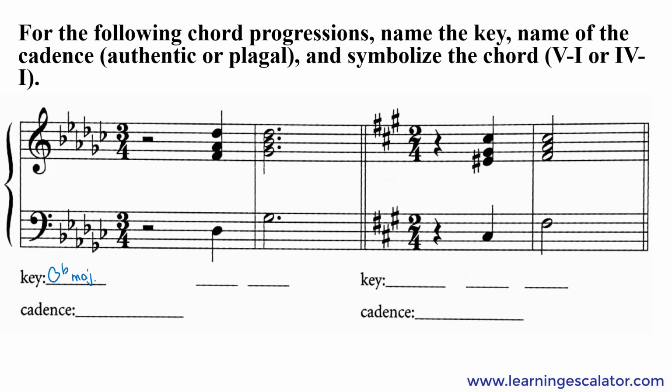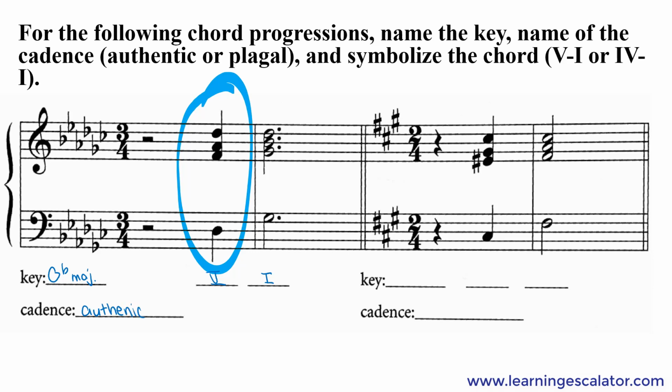And then it says name the key, so we name the key and then the name of the cadence. So then we look at the first chord. This first chord over here is D flat, F, A flat, and D flat, and that is the D flat chord. Since D flat is the dominant of G flat, that means it's the fifth. So over here it's the fifth, and this one's tonic, so it's an authentic cadence because it moves from the dominant to tonic.